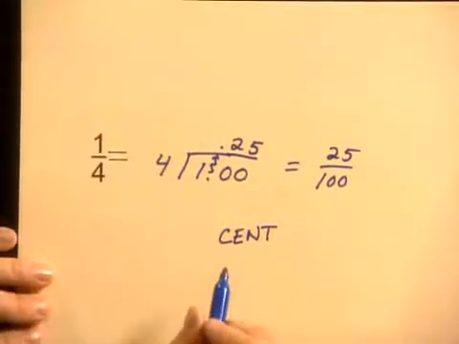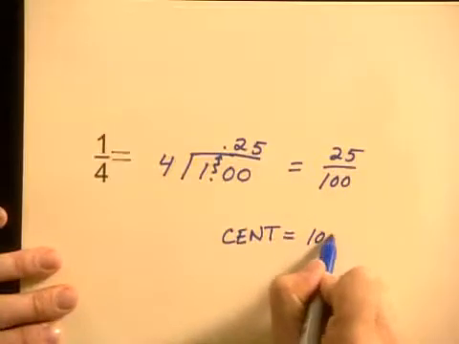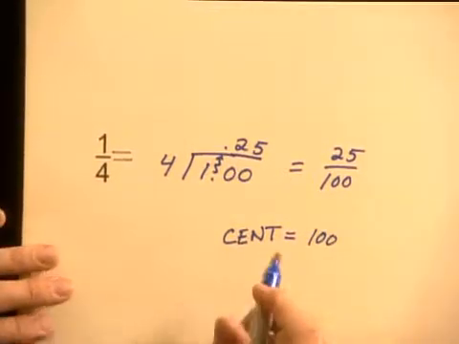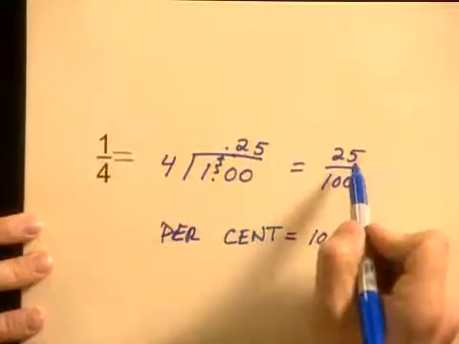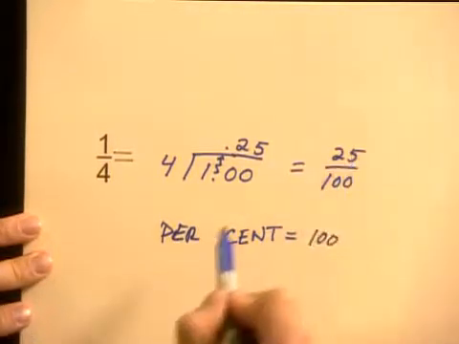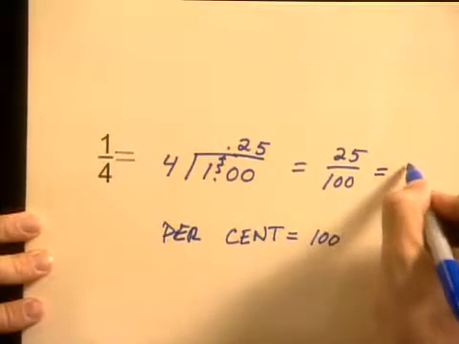Have you seen this word before? Cent? Yeah. A penny is worth 1 cent. And how many cents are in a dollar? 100. Absolutely correct. 100. Cent is a word that means 100. Just like there are 100 years in a century, and there are about 100 little tiny legs on a centipede. Per is a word that means for every, or for each. So this is 25 per 100, or 25 per cent. See how fractions, decimals, and percents are related? Mm-hmm. 25 over 100 is 25%.